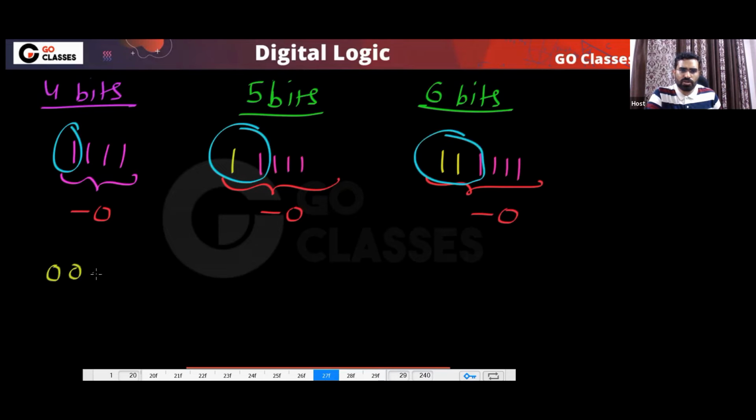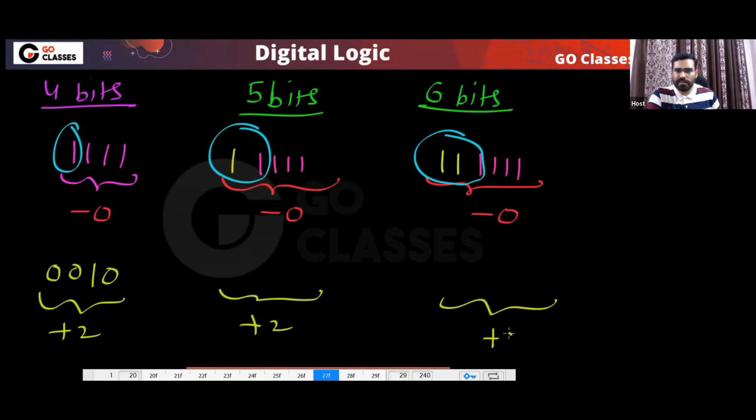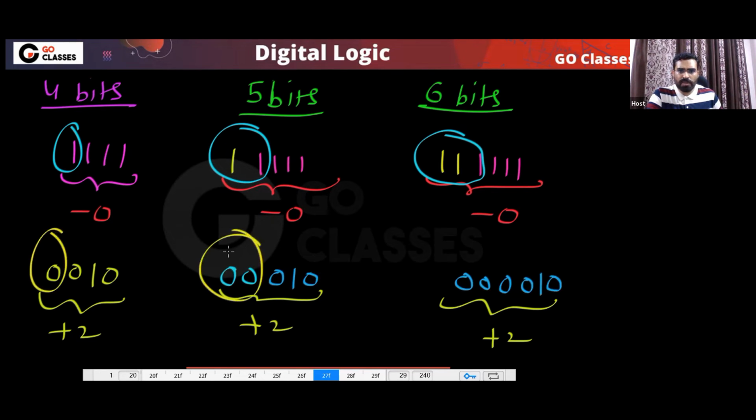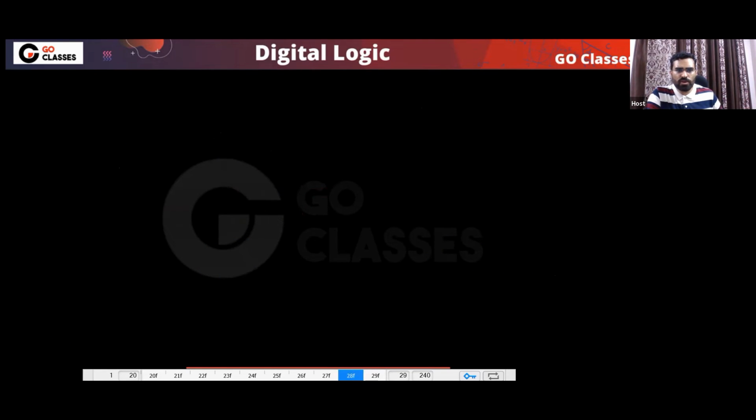If I have this data 0 0 1 0, what is this data? This data is +2. How will you put this +2 in 5 bits and in 6 bits? In 5 bits, very simple: 0 0 0 1 0. Then in 6 bits, 0 0 0 0 1 0. So here also you are copying the sign bit.